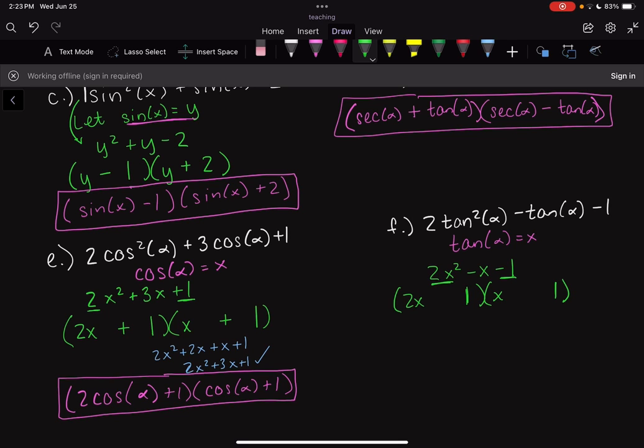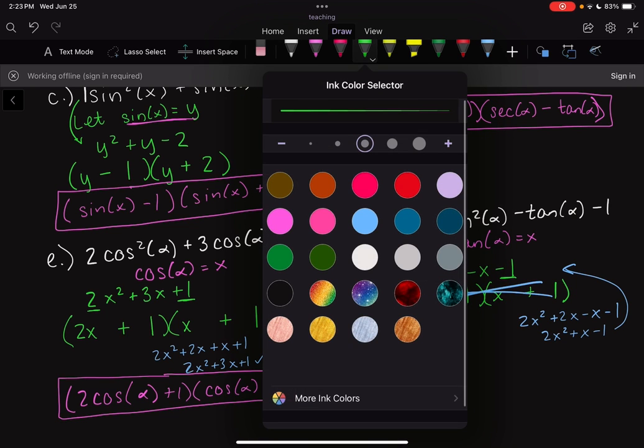At this point, I would usually just try one out. So for instance, let's say I put my negative right here and my positive right here. If you expand this out again, you're going to get 2x squared plus 2x minus x minus 1. This does not equal what we wanted. So that wasn't the right orientation. So then I would just flip them.